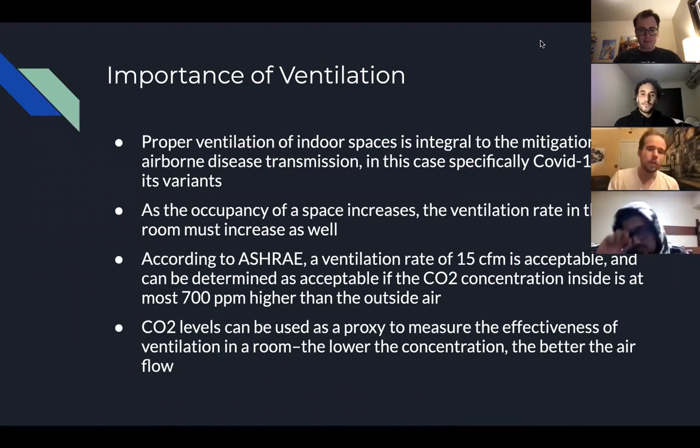To be acceptable in terms of ventilation rate, either the room has to achieve a rate of 15 cubic feet per minute or maintain a concentration of CO2 inside that room within the range of 700 parts per million higher than the outside air. In taking these measurements of CO2, we can develop a further knowledge base on the presence and behavior of infectious diseases such as COVID-19, which have very similar particle sizes and decay rates, as we will talk more about going forward.